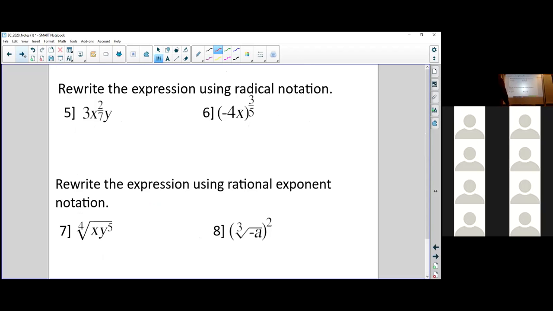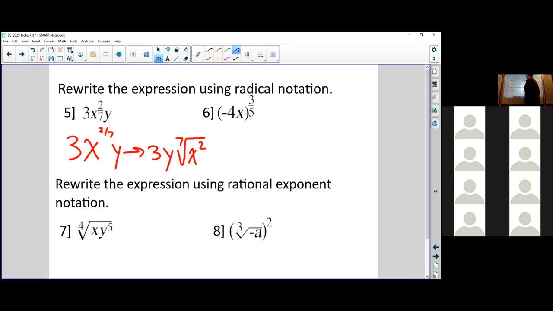All right, so rewrite the expression using radical notation. So this is x to the 2/7. So let me clean this up a little bit. Okay, so we want to have a radical in there. The only thing that's going to have a radical with it is the x. So the 3y is going to stay by itself, and I'm going to get the 7th root of x squared. Okay, and that's done.